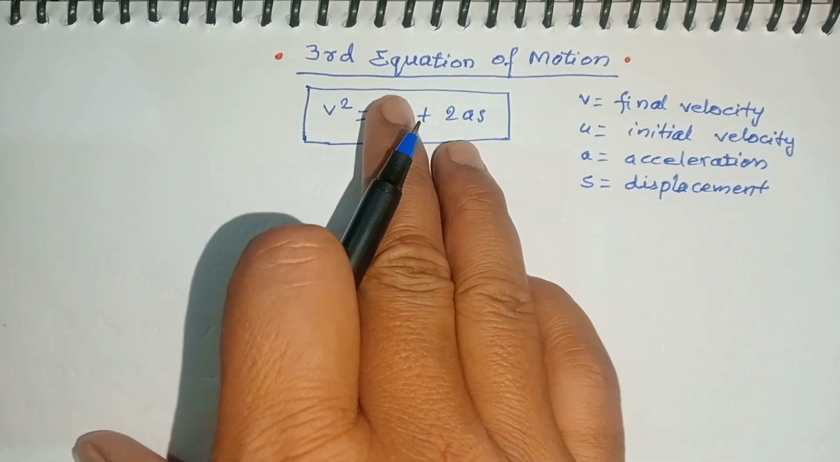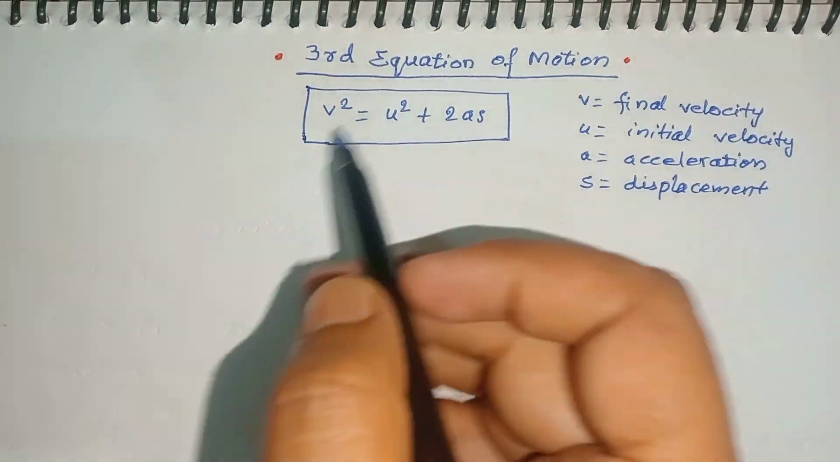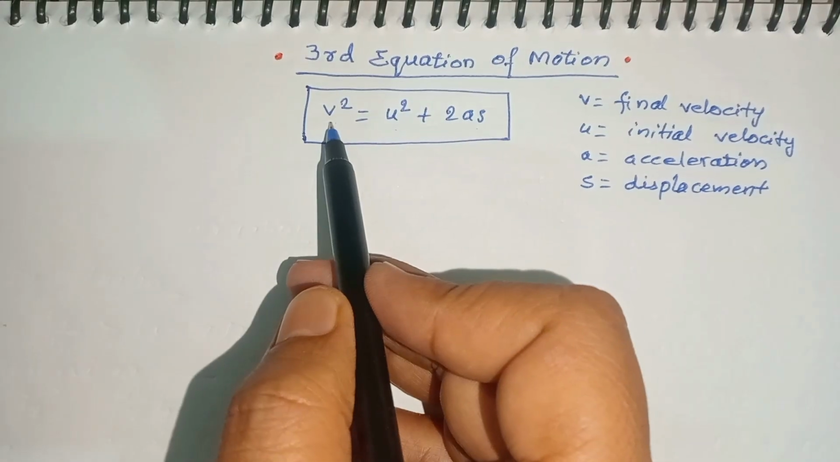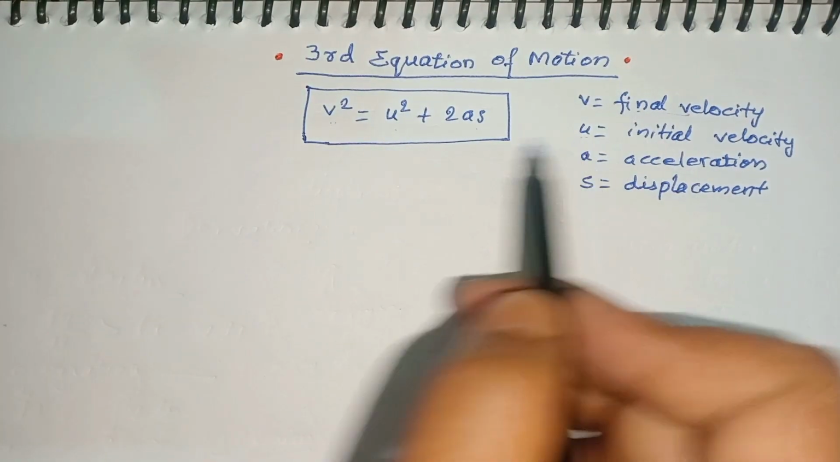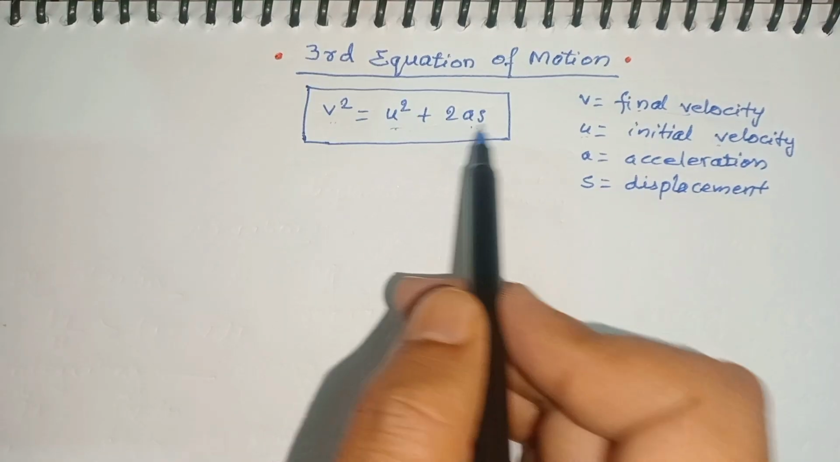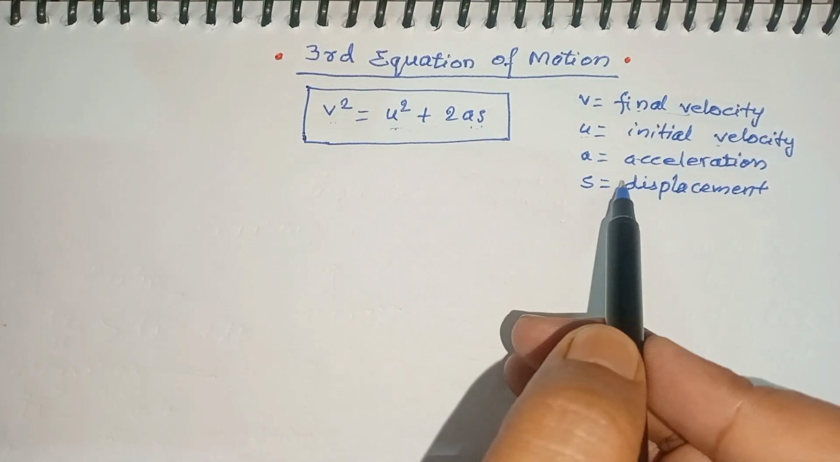Let's study the third equation of motion. Here it is: v square equals u square plus 2as, where v is the final velocity, u is the initial velocity, a is the acceleration, and s is the displacement.